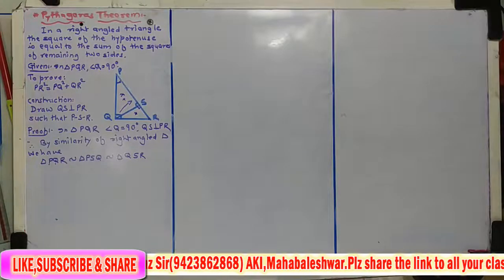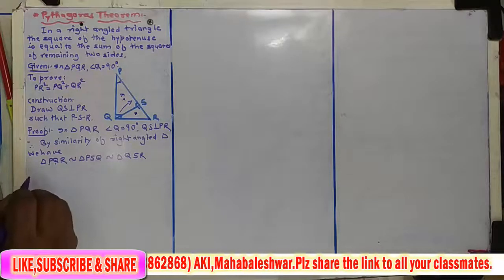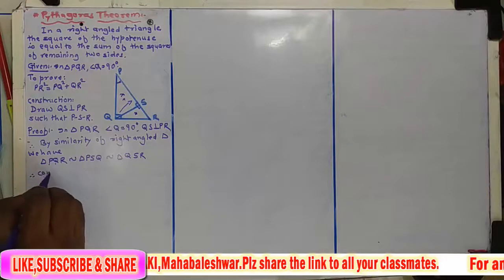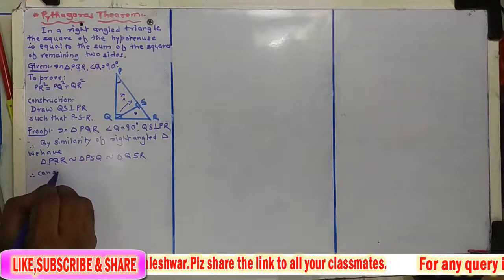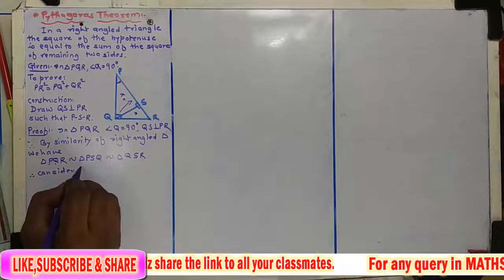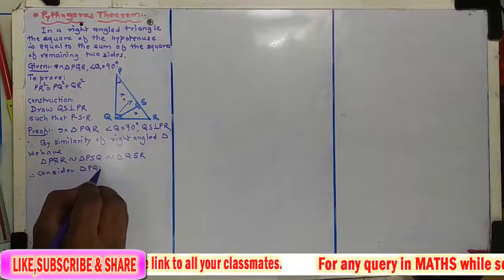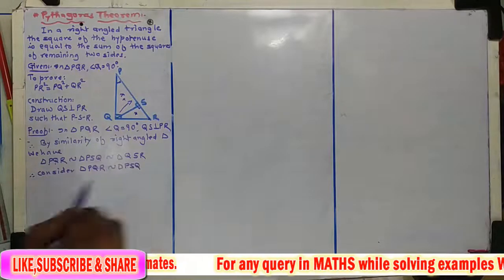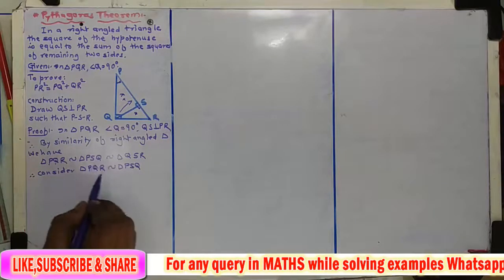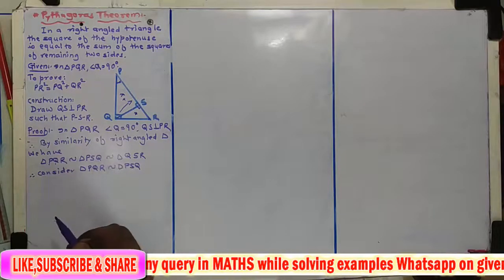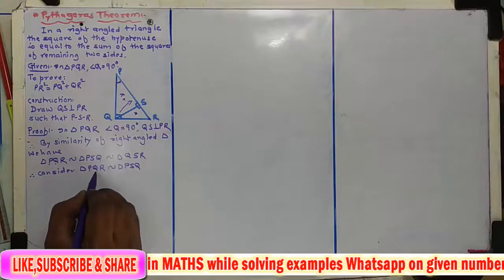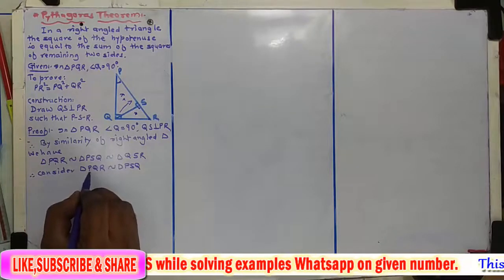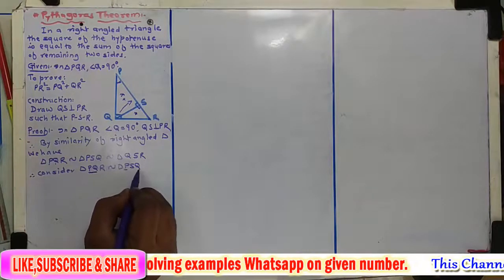Now we have to consider one pair at a time. Therefore consider triangle PQR similar to triangle PSQ. Okay, we consider this first pair. Now if we look at both triangles, PQ is the common side. PQ is here also, right?